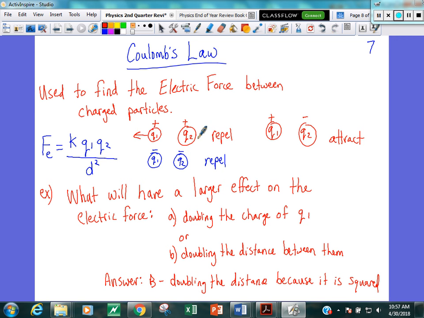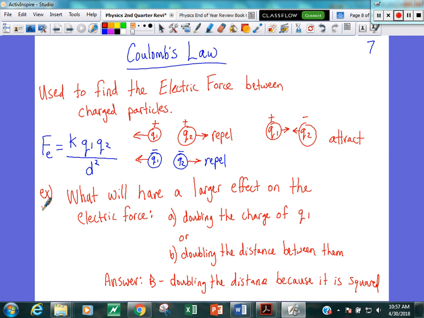So this is going to move apart from each other. What about two negatively charged particles? They repel as well. So again, they're going to move apart. But what if you have oppositely charged particles? So Q1 is positive and Q2 is negative. That's going to be an attractive force. And so they'll move closer together.